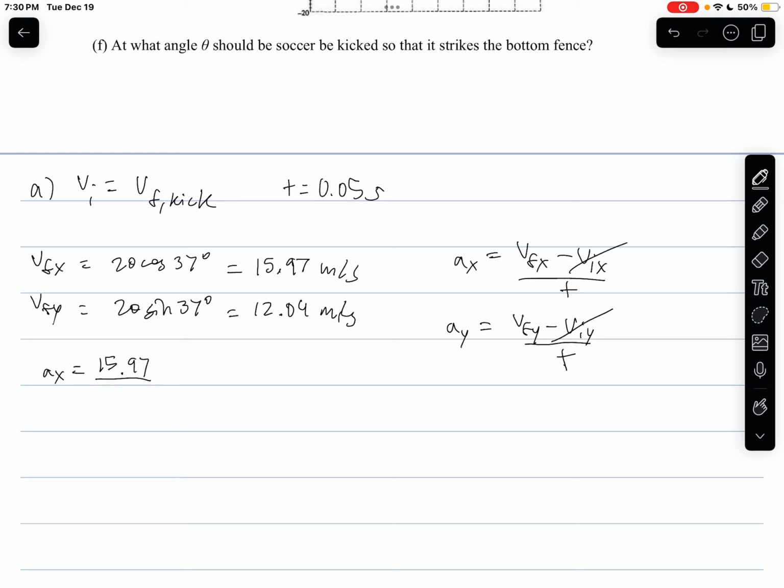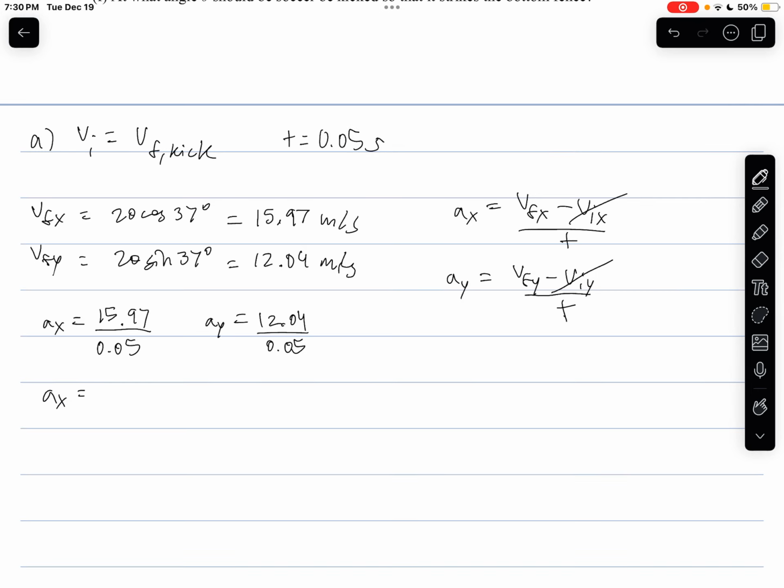So VFX is going to be 15.97. Time is going to be 0.05. AY is going to be 12.04 over 0.05. So then AX is 319.45, and AY is 240.73.